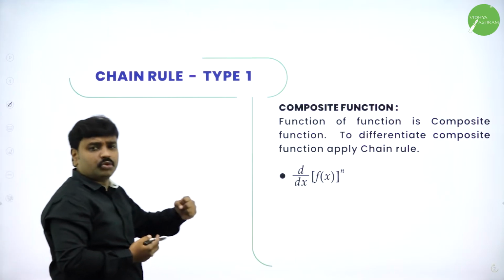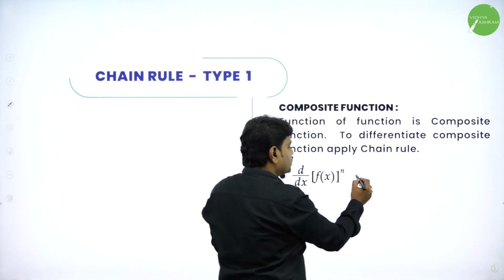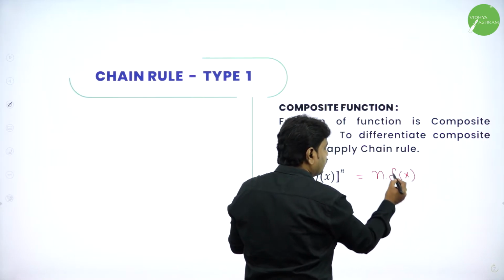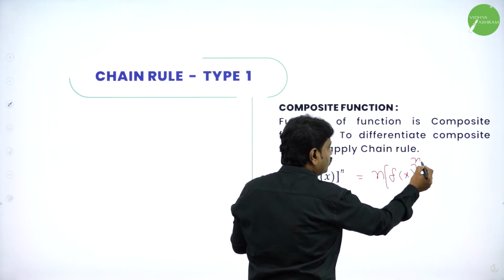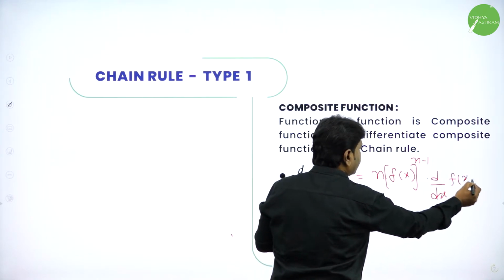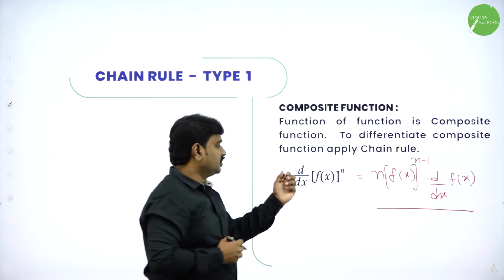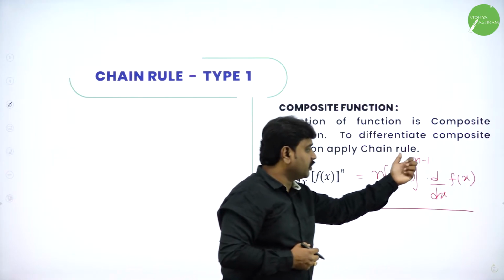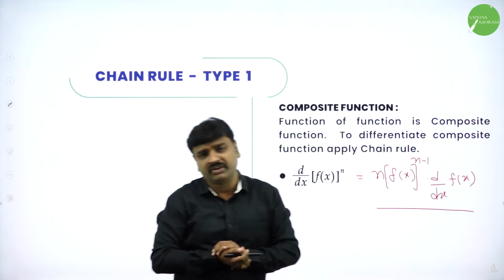Likewise, I can write many more. So first, what is d by dx of f of x power n? n into f of x power n minus 1 into the derivative of what? The internal function, d by dx of f of x. This is the formula. What is d by dx of f of x power n? n into f of x power n minus 1 into d by dx of the internal function.